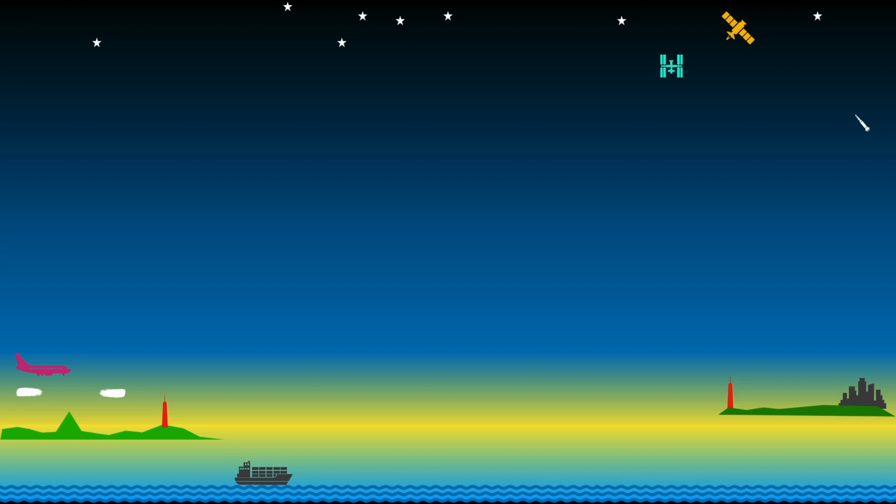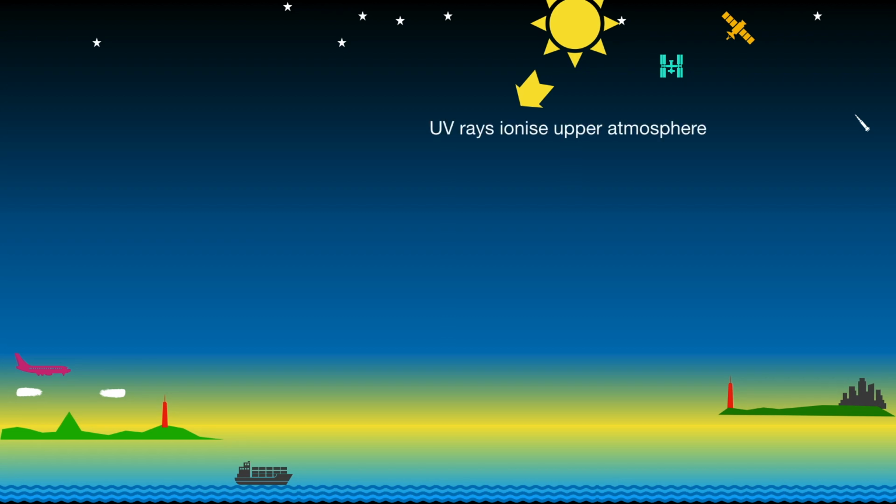So, in the early morning, the sun comes up at a particular point on the Earth, and when the sun comes up, the UV rays that are emitted ionize the upper atmosphere. And these layers that we talked about, the D, E, F1 and F2, are layers of ionized gas. They're ionized by the charged particles and the ultraviolet radiation from the sun.